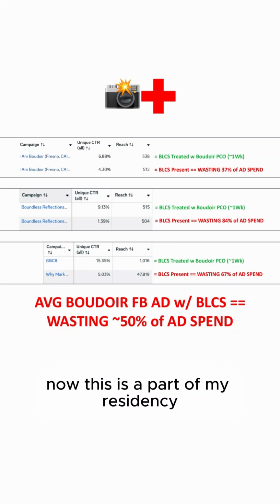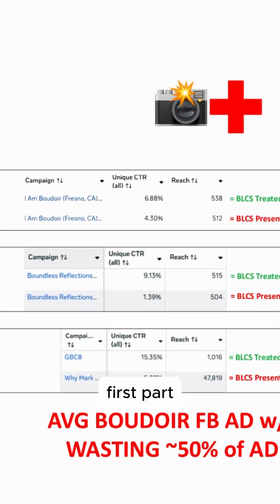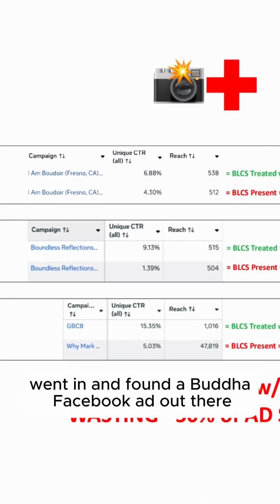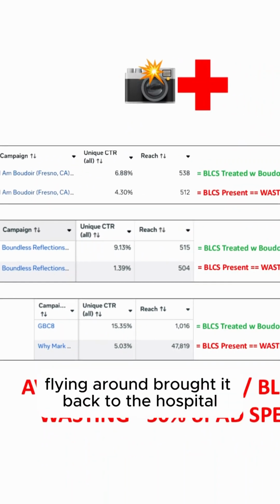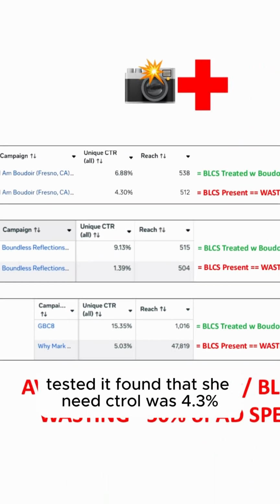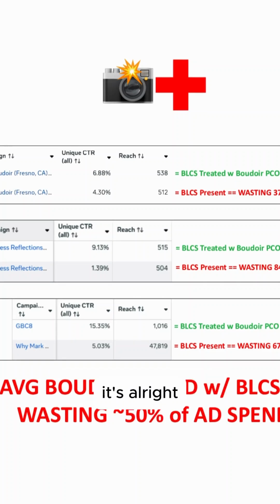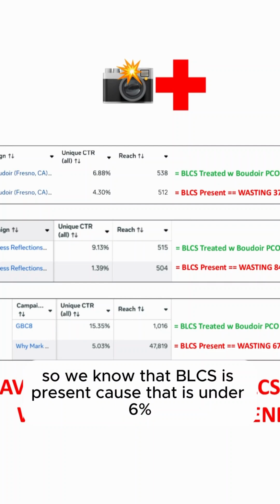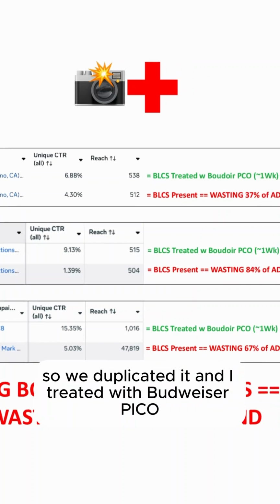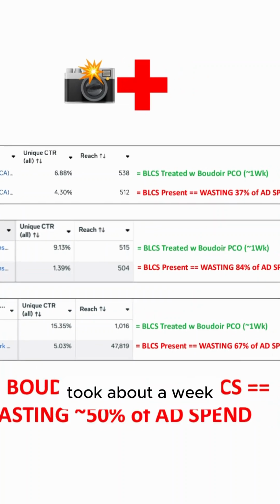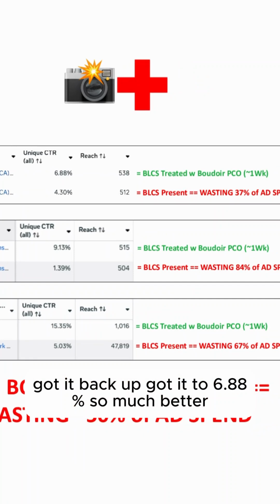Now, this was part of my residency. First part, I went in and found a boudoir Facebook ad out there, flying around, brought it back to the hospital, tested it, found its unique CTR was 4.3%. So we know that BLCS is present because that is under 6%. So we duplicated it, and I treated it with boudoir Pico, took about a week, got it back up, got it to 6.88%. So, much better.